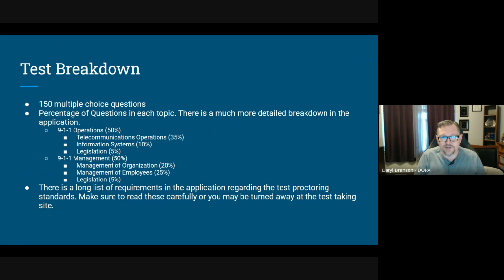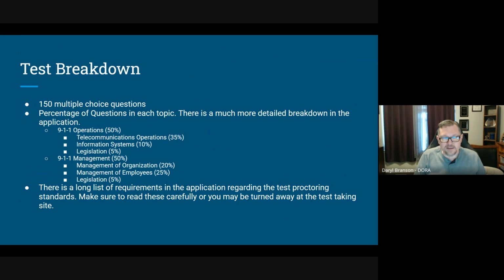Then the other half of the questions are about 911 management. Management of organization, 20%. Management of employees, 25%. So you can think about things like the quality assurance section, the section about training and development, about hiring and retention. All of that would be in that 25%. And then legislation, 5%, because we're talking about management, we'd be talking about the 911 legislation, the U.S. legislation that created the 911 system that we have today.